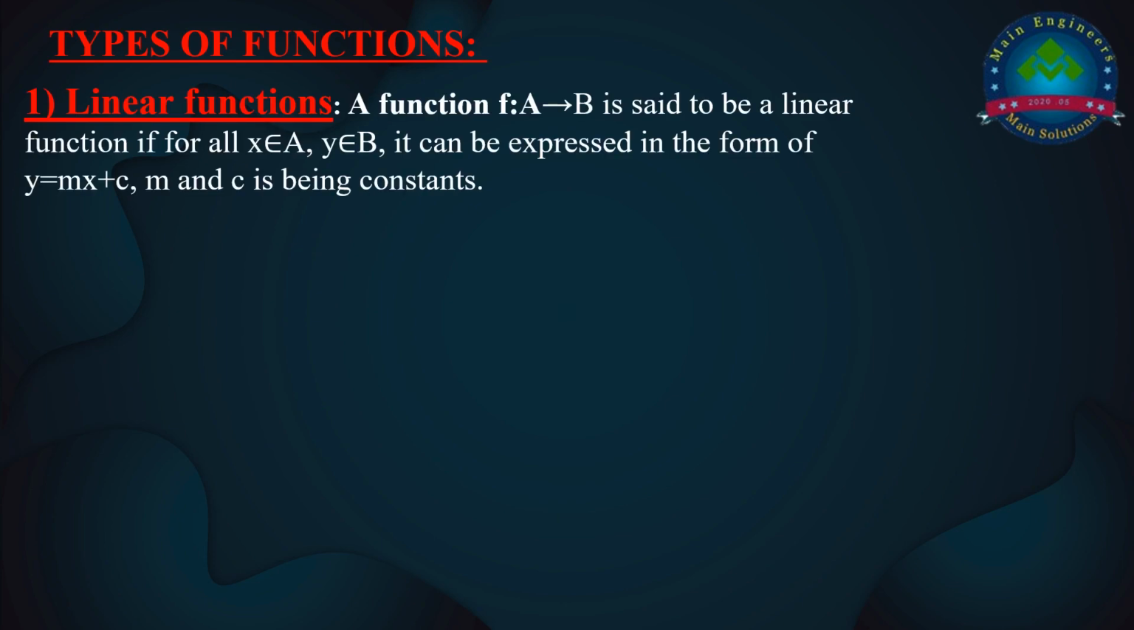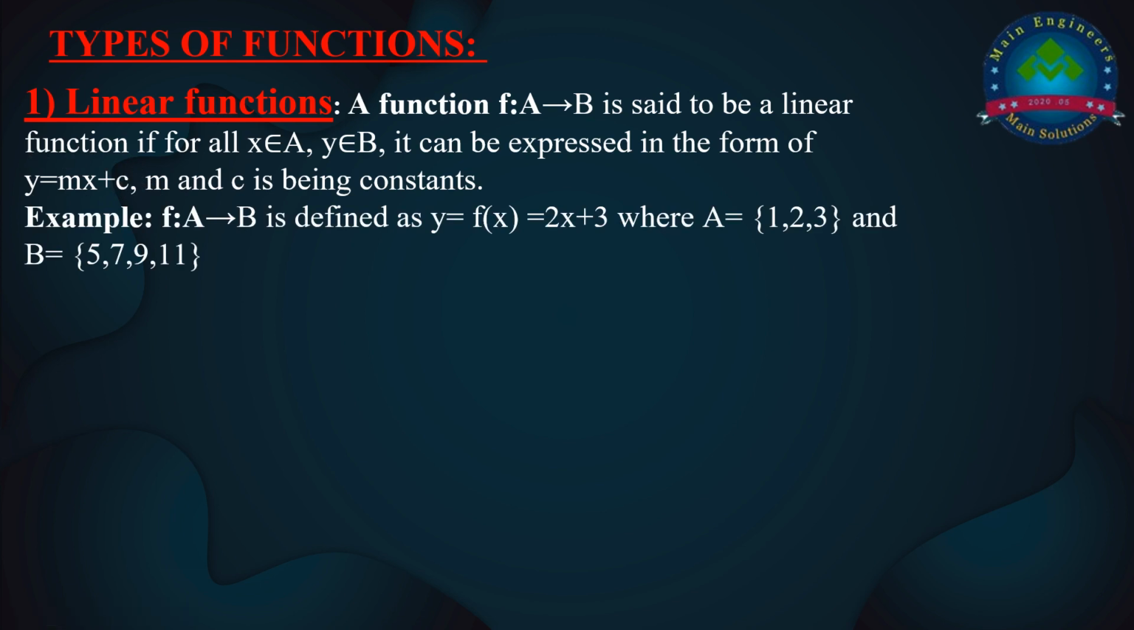For the linear function, we can say a function f from A to B is said to be a linear function if for all x a member of A, y a member of B, it can be expressed in the form y is equal to mx plus c, where m and c are constants. So if any function can be expressed in the terms y is equal to mx plus c, then that function is called a linear function.